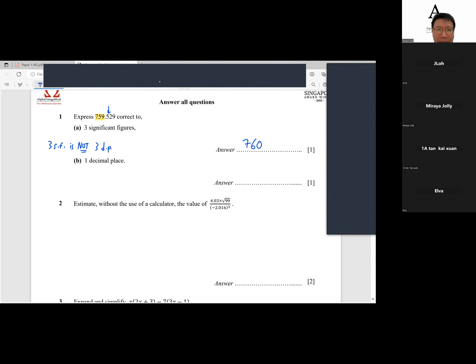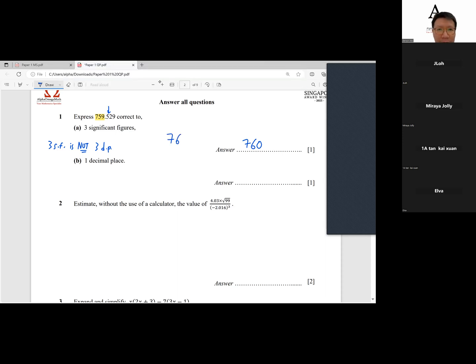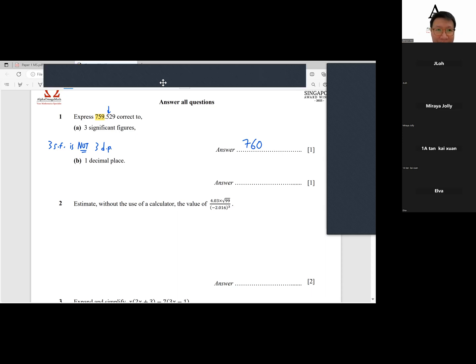Common mistakes from students, they will put 76, or some of them will put 700. But it cannot be, because you're rounding up. It should be a larger number. It shouldn't be as small as 76 or 700. So the answer for this will be 760.